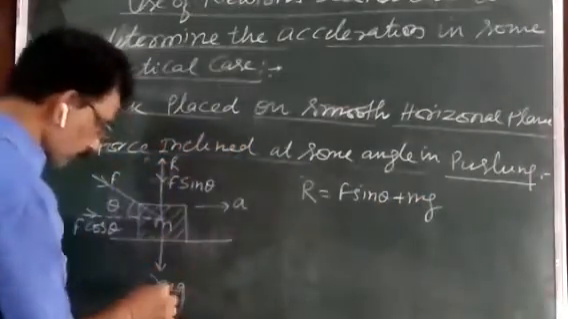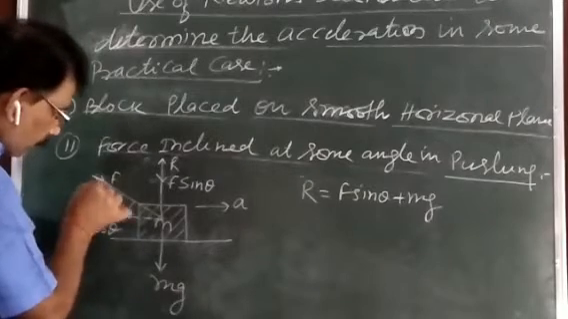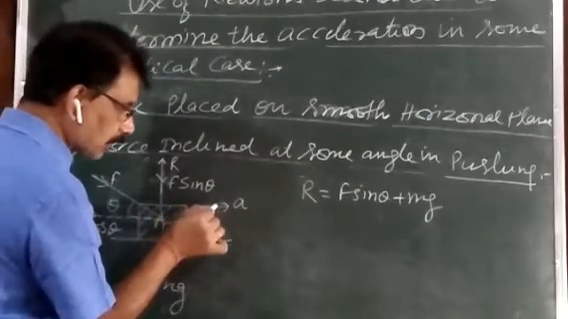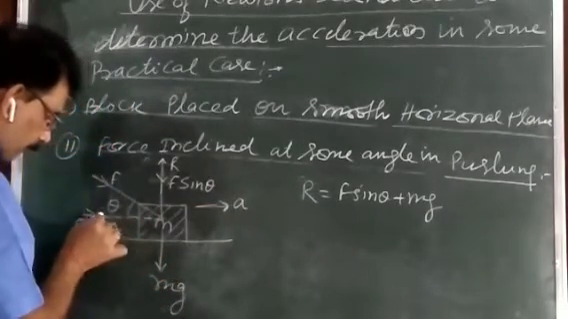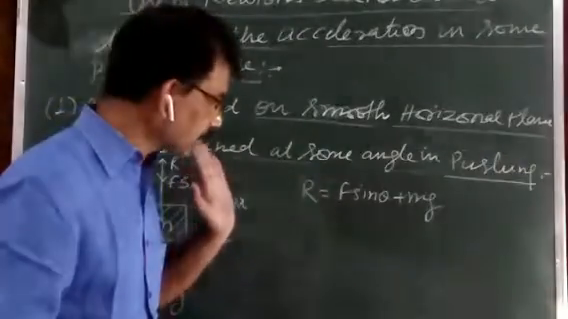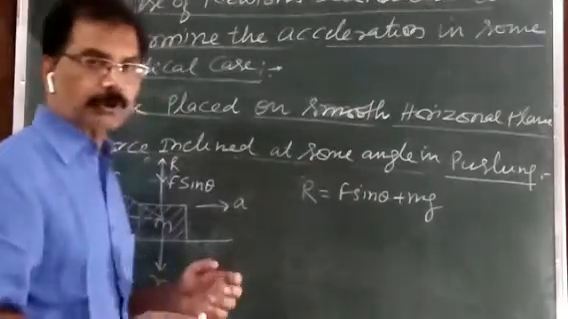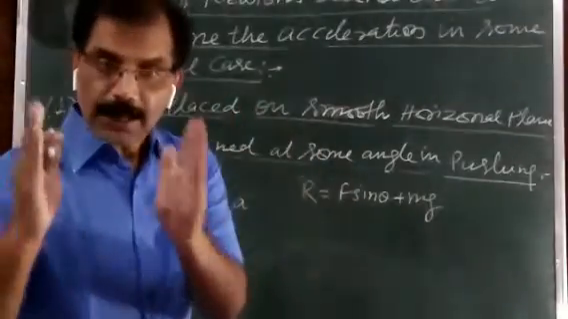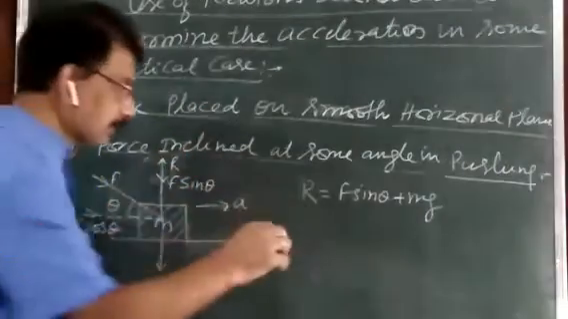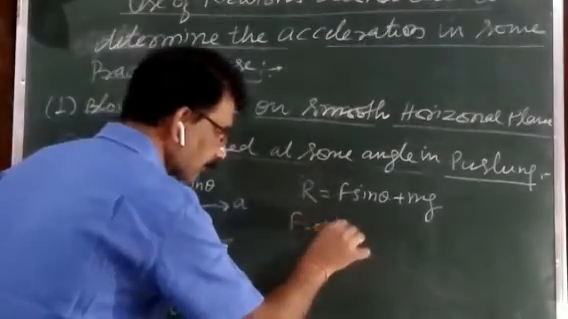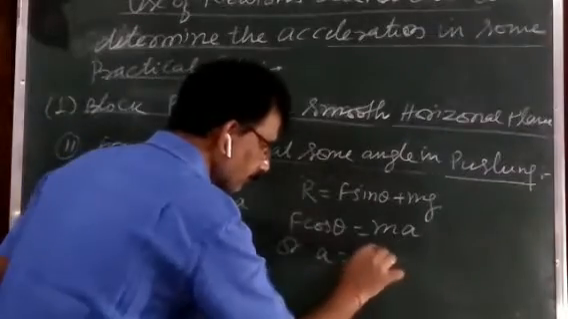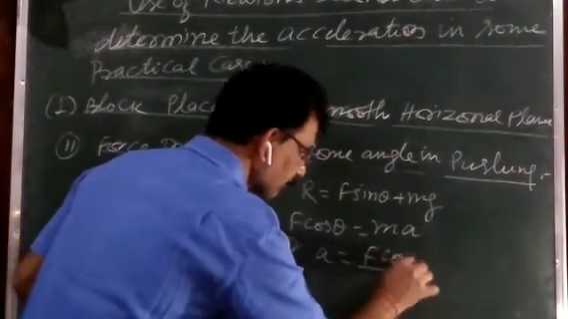And now this component F cos theta is responsible for the motion of this block. And due to this component F cos theta, suppose this block moves on this horizontal plane with the acceleration a. So by Newton's second law of motion, you can say force is equal to mass into acceleration. But which component is responsible for this acceleration? F cos theta. So you will write here F cos theta, by Newton's second law of motion, equal to ma. a is equal to F cos theta upon m.